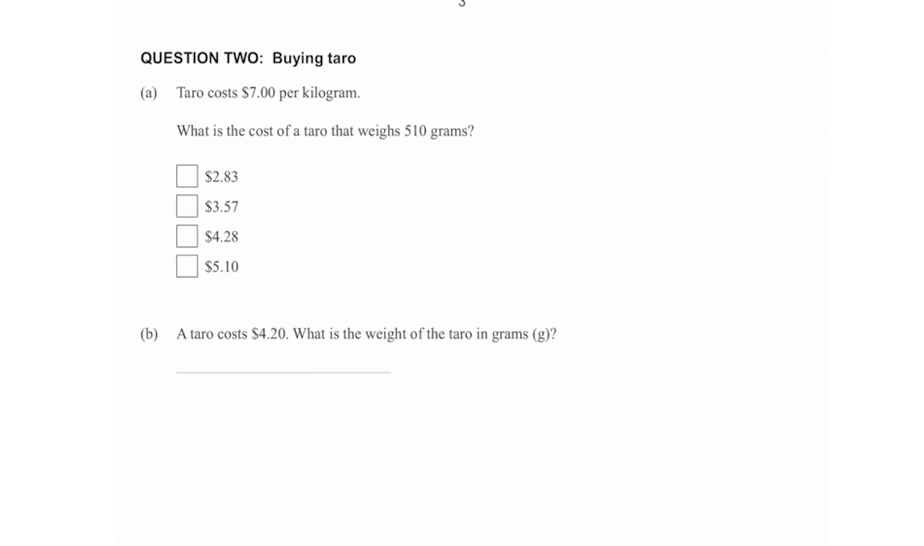All right, let's look at question 2. This question's on buying taro. Taro costs $7 per kilogram. What is the cost of a taro that weighs 510 grams? So again, we're going to use our ratio technique that we learned in the last question. I'm going to go through it a bit faster now. So essentially, what's our word ratio? Well, we're comparing cost to kg. But also, if we look here, we're looking at grams, right?